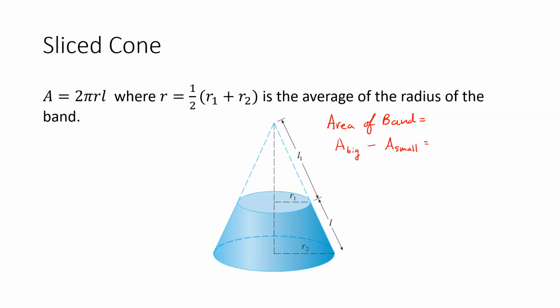So the bigger cone has a radius of r2, so it'll be pi times r2, and then the slant height would be L1 plus L. And then the smaller cone that we're subtracting off the top has a radius of r1 and a slant height of L1, so we're going to subtract pi times r1 L1. So just a little bit of rewriting this here if I expand it out a little bit.